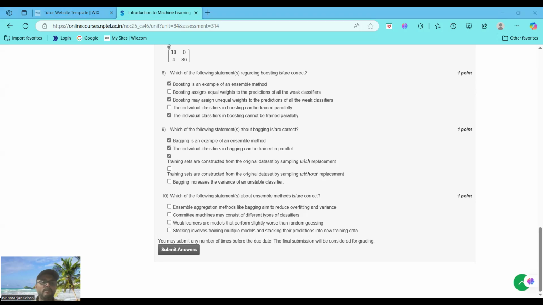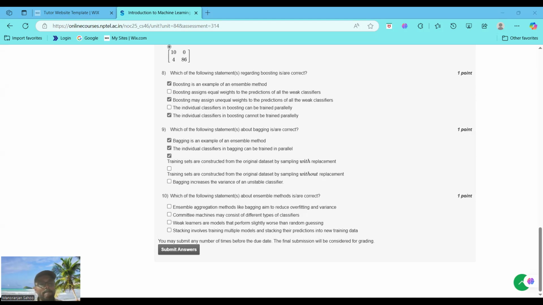Let me explain why we chose A, B, C. Option A, the first statement: bagging is an example of an ensemble method. Bagging, meaning bootstrap aggregating, is an ensemble method, for example random forest. Option B is also true because classifiers are trained independently on different bootstrap samples, allowing parallelization.